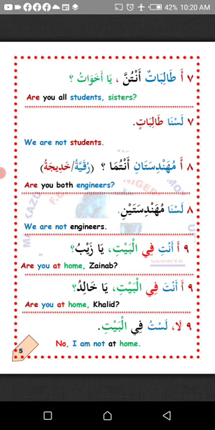لا, no. لست في البيت. I am not at home. لست في المسجد. I am not in the mosque. لست في المستشفى. I am not in the hospital. لست في المدرسة. I am not in the school. لست في الفصل. I am not in the classroom. لعلك فهمت? I hope you understand.